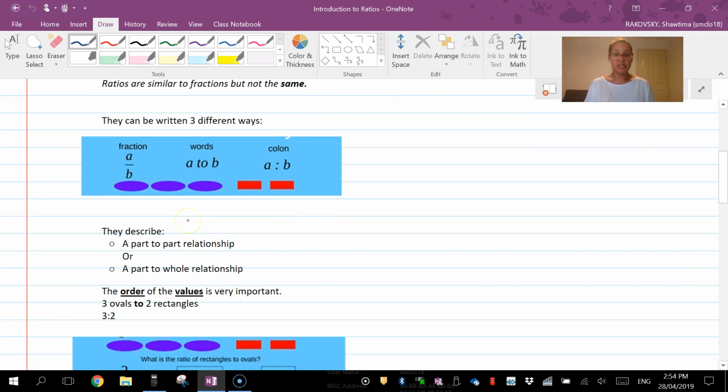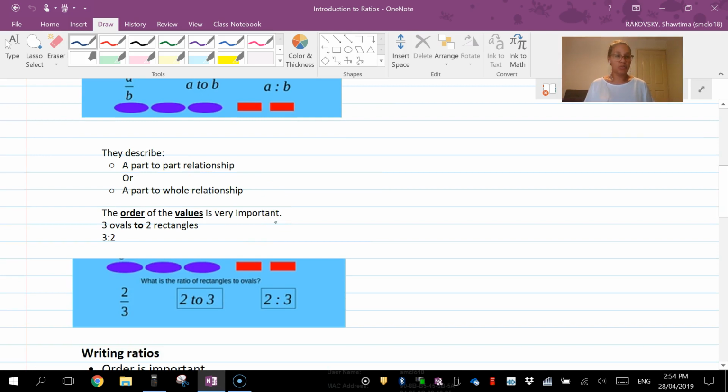And then we can also use it to describe part-to-part relationships. What I just said there was circles to squares, or part to whole, so circles to 5 shapes, or ovals, if we want to be correct here. Your order does matter. So if I asked you, what is the ratio of rectangles to ovals, you're going to give it to me as 2 to 3, not 3 to 2, because the order does matter.